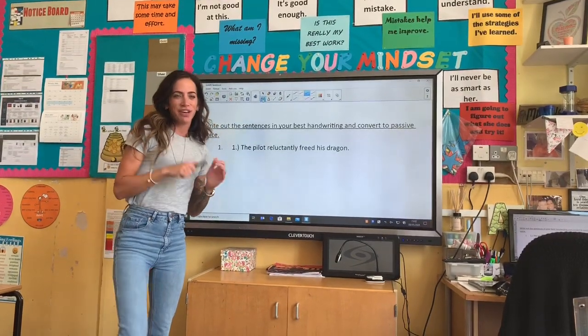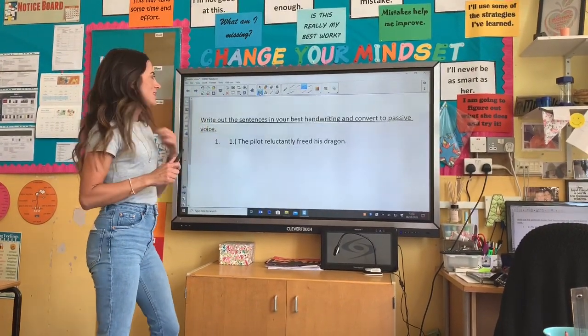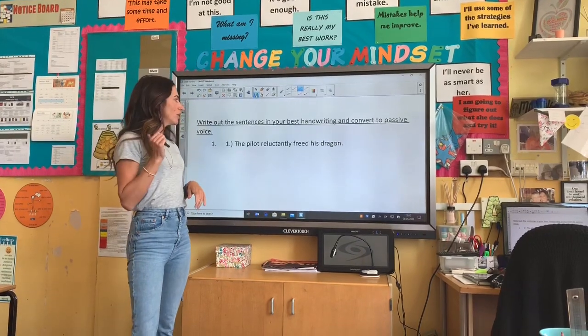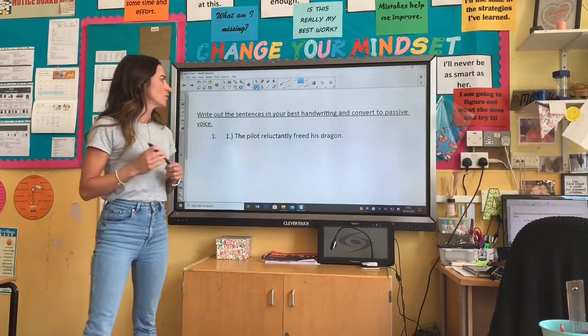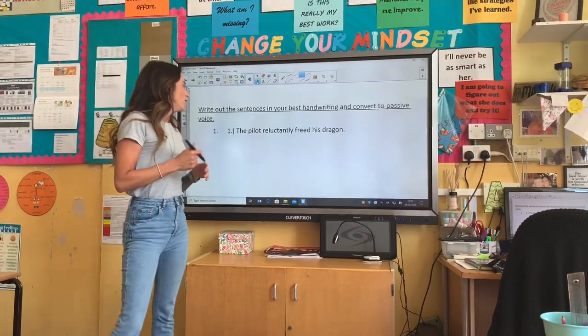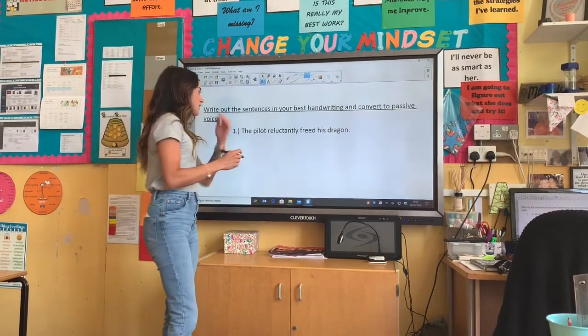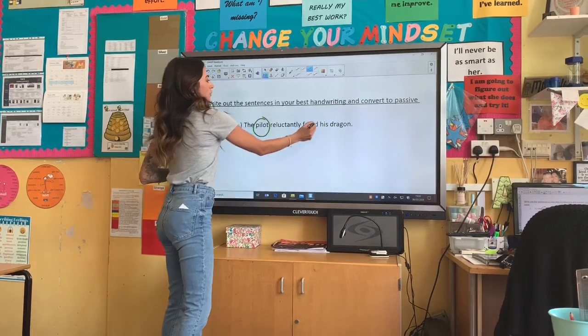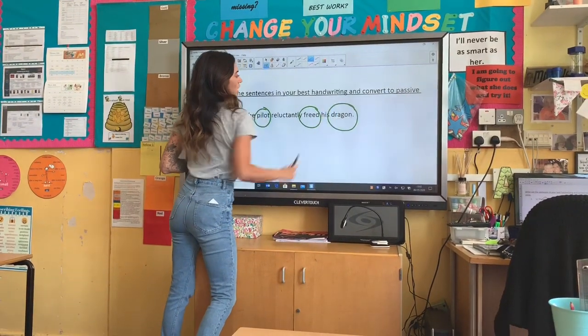Everybody, I'm going to go through some of the SPaG that is in this week's Working From Home pack. So question or section number 1 is to convert these sentences from active to passive voice. So if you've got a sentence that is written in active voice, we have our subject noun, we have our verb, and we have our object noun at the end.